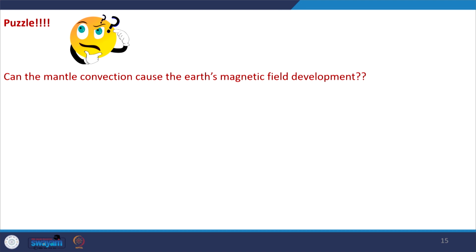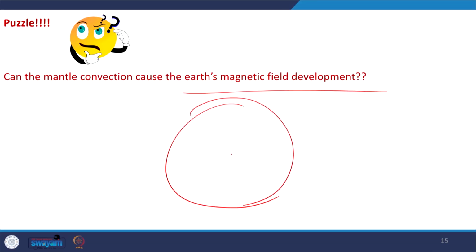Now, there is a question: can mantle convection cause the earth's magnetic field development? Because in the mantle we have ferromagnesian minerals, there is convection. So, then why is only the outer core responsible for the earth's magnetic field? This is due to the velocity of motion and the enrichment of iron. Because if you see, if this is the earth and this is the inner core and this outer core, this is mostly made up of iron. Though iron is present in the mantle, it is relatively less as compared to the outer core contribution.